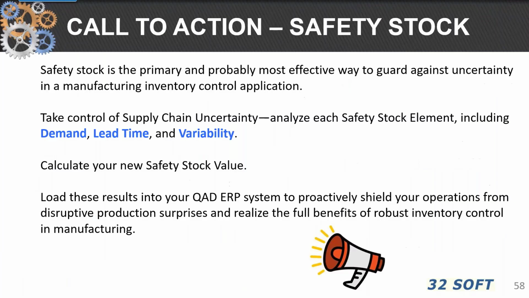Call to action. Safety stock is the primary and probably most effective way to guard against uncertainty in your manufacturing inventory control application. Take control of supply chain uncertainty. Analyze each safety stock element, including demand, lead time, and variability. Calculate your new safety stock value and load that value into your QAD ERP system to proactively shield your operations against disruptive production surprises and realize the full benefits of robust inventory control in manufacturing.